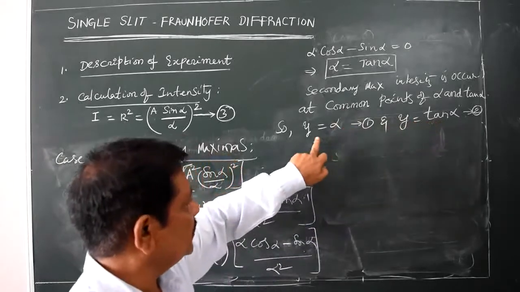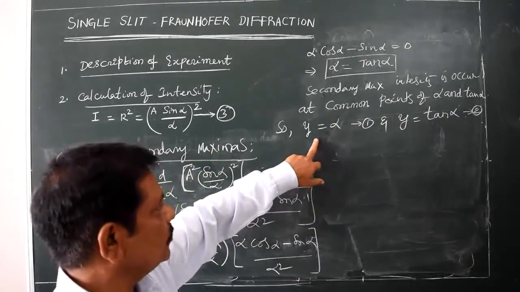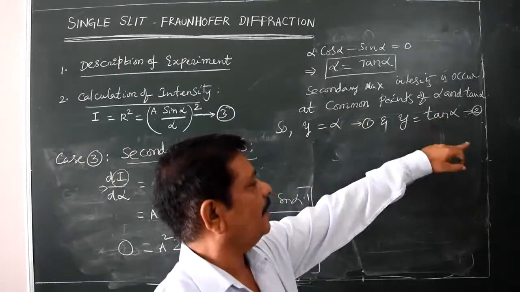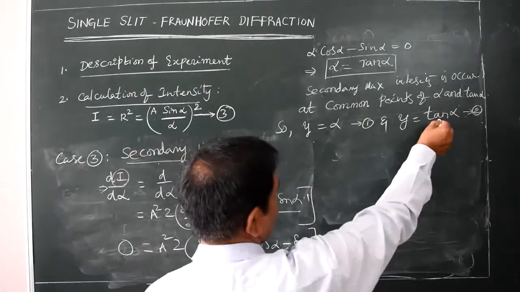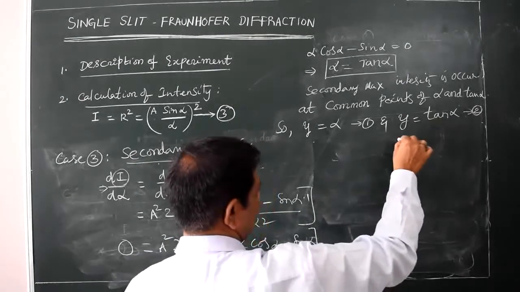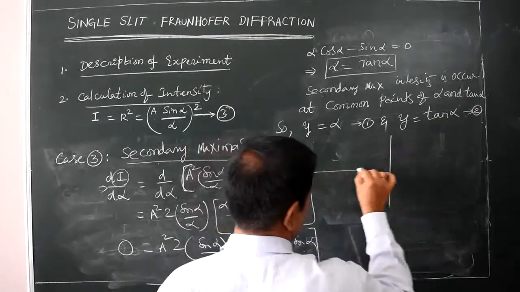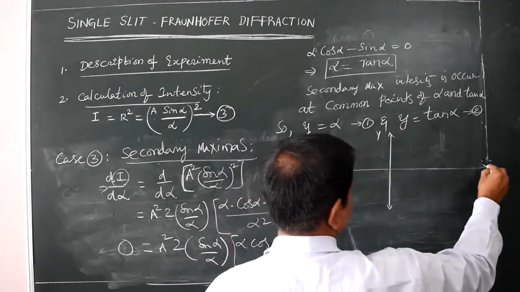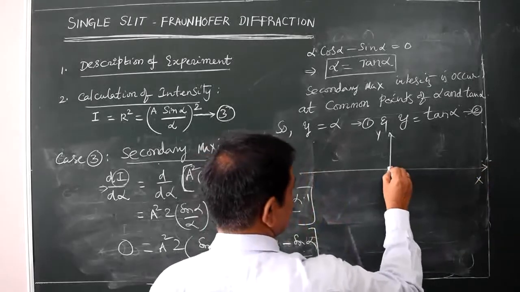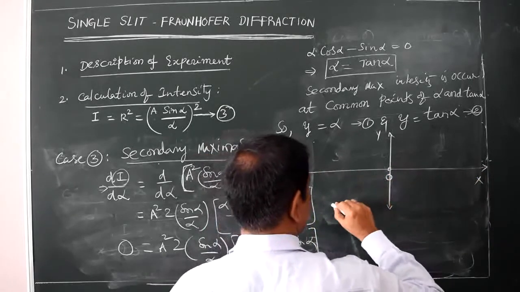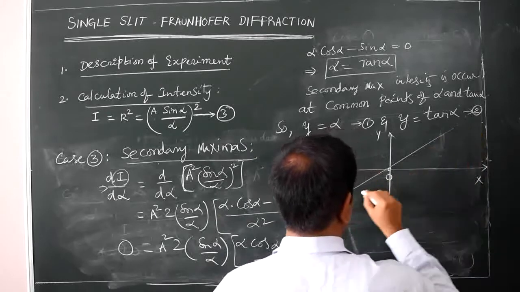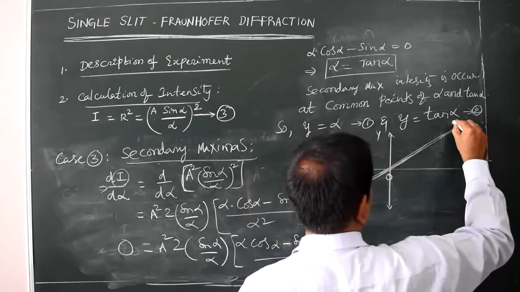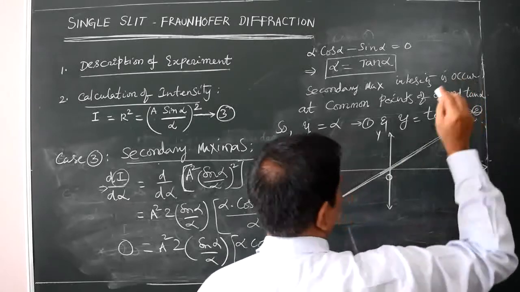See that y is equal to alpha is a line passing through the origin, and y is equal to tan alpha is a tangent function. So that can be written like this. Taking a small graph, here this is the y axis, this is the x axis. Taking this as 0, we can draw a line which passes through the origin. What is this? This is a line, y is equal to alpha, the first line.